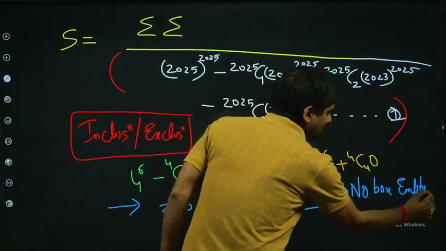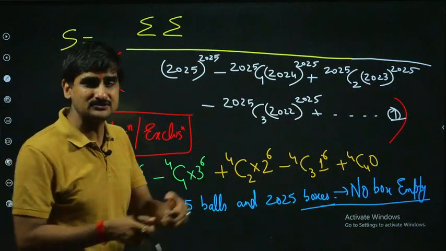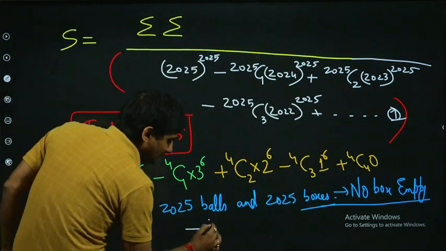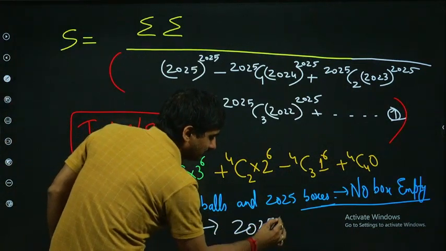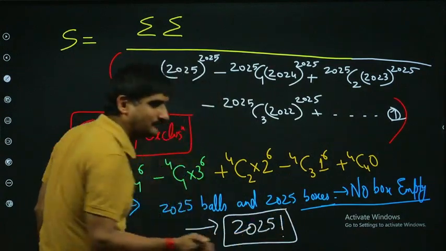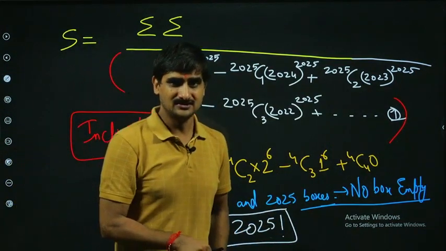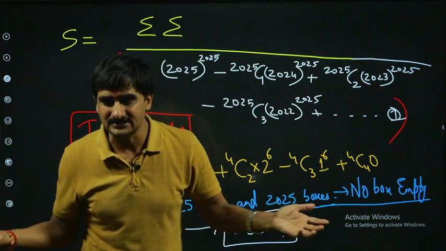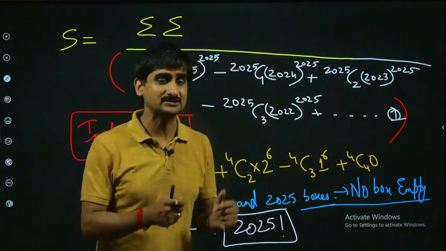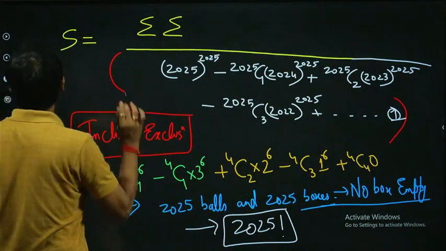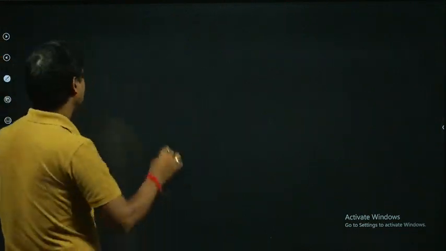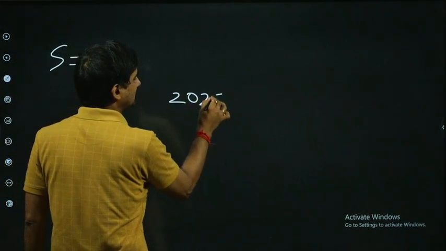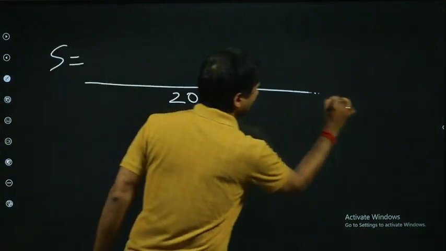Now tell me, in how many ways we can do it? So 2025 balls, 2025 boxes, that means the number of ways are how many, bachcho? So the number of ways are 2025 factorial, because you have to put one ball in each box. So it's a simple case. 2025 persons, 2025 chairs. In how many ways can you arrange? 2025 factorial. So the value of the denominator is nothing but 2025 factorial. So now the series is 2025 factorial. So that's the denominator here.